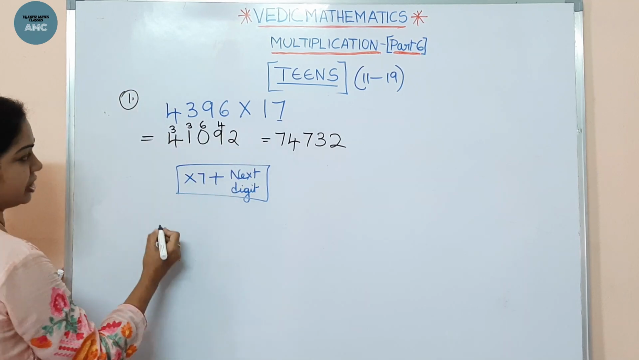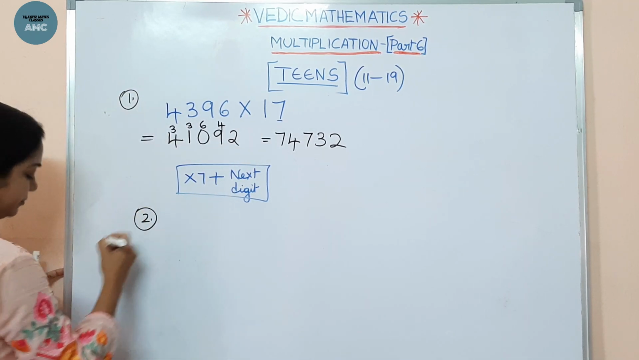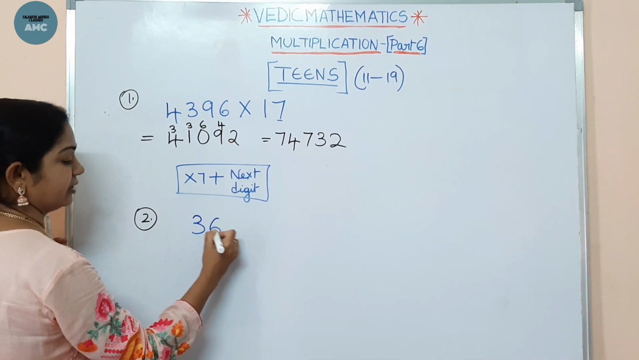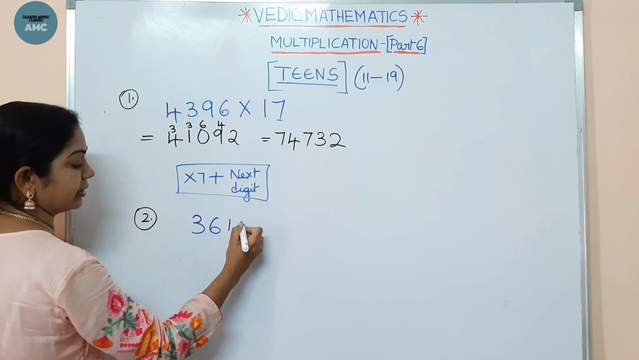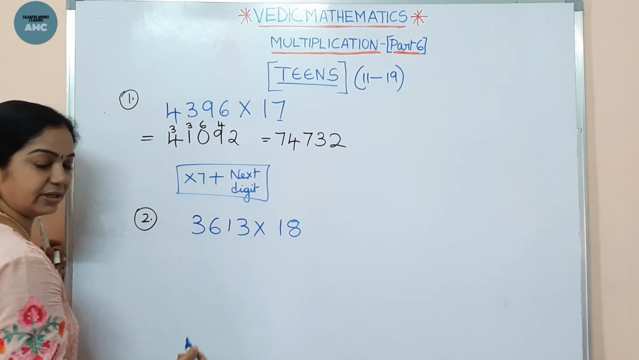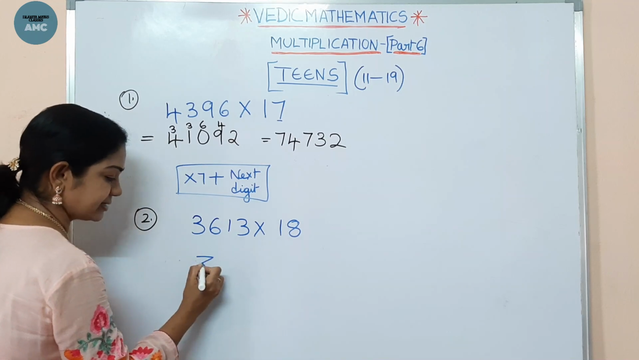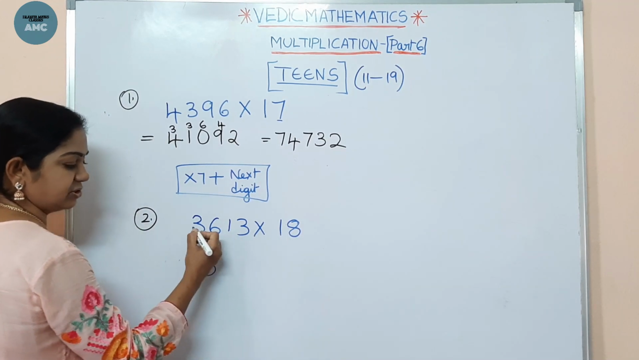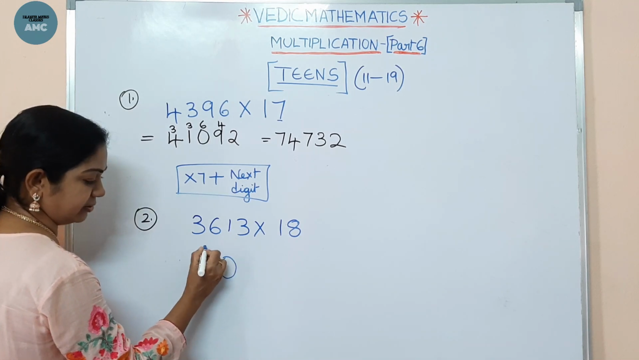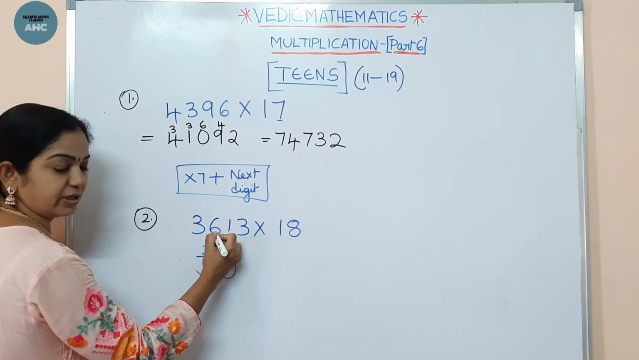Now let me check another one. Okay, let us do 18. 3613 into 18. Okay, now let's get started. The first number as it is. Now here 8 times 3 is 24 plus 6 is 30, so 0 and 3. Now 8 times 6 is 48.